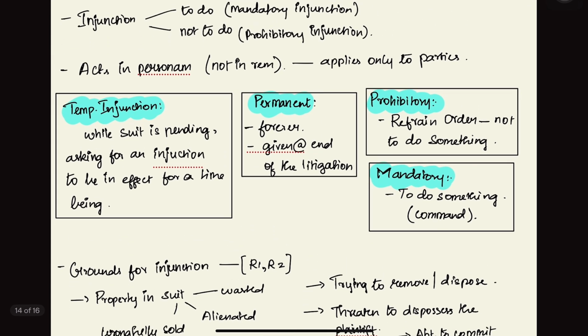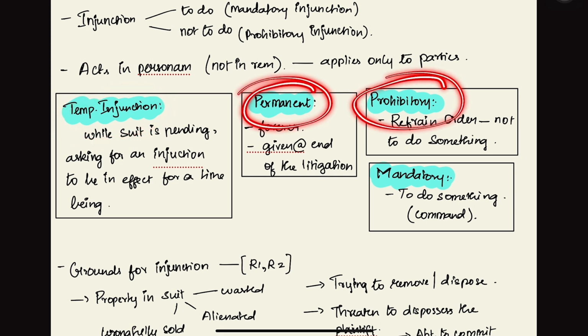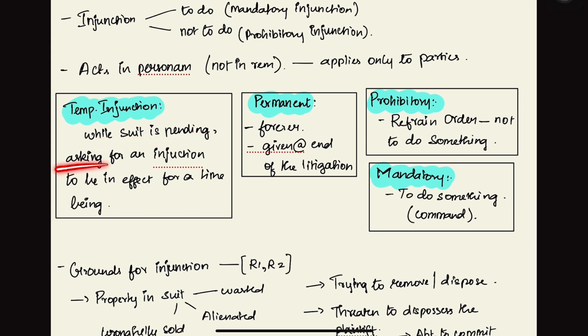So there are other types of injunctions as well. That is temporary injunction, permanent injunction, prohibitory injunction, and mandatory injunction. Temporary injunction is that while the suit is pending, you ask for an injunction to be in effect for the time being. So it is of a temporary nature. It is as simple as that. A permanent injunction is an injunction that will be in effect forever, right? It is usually given at the end of the litigation.